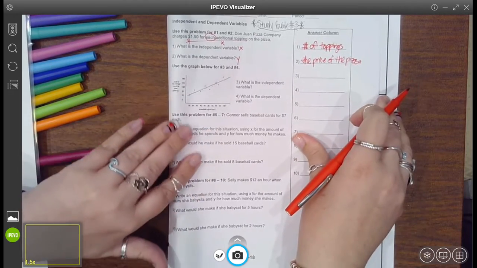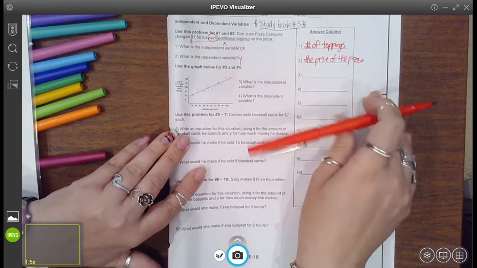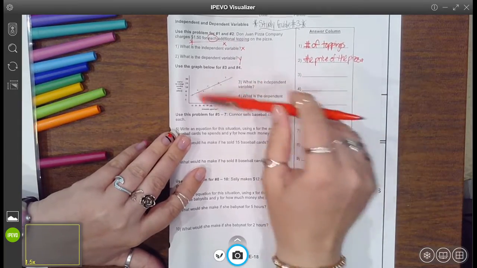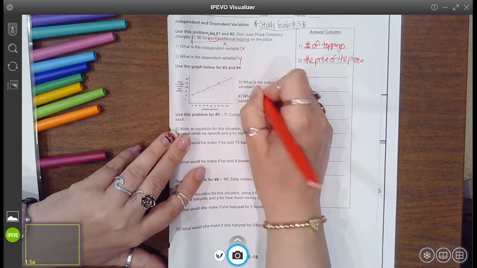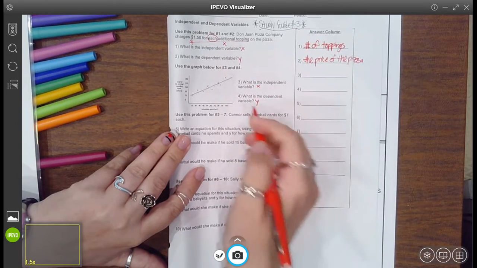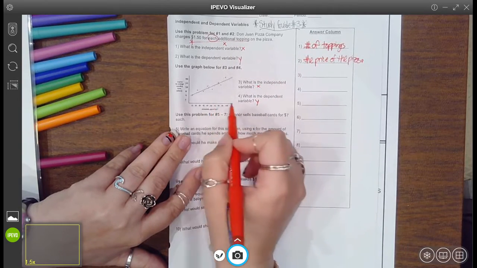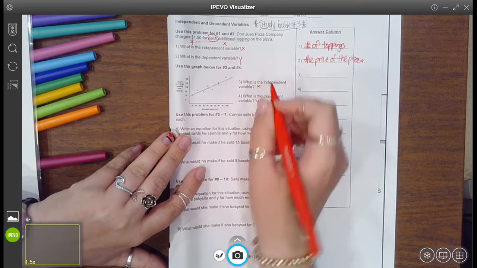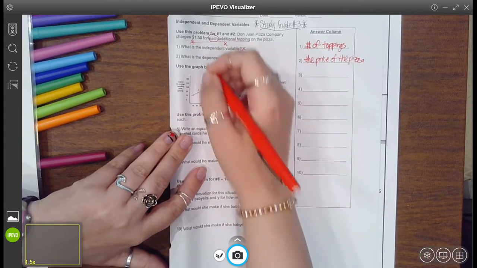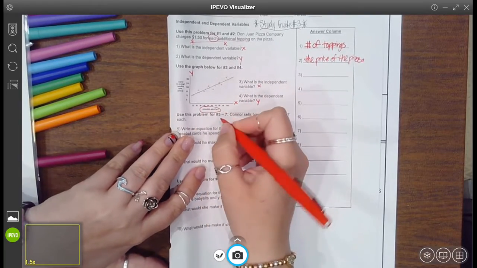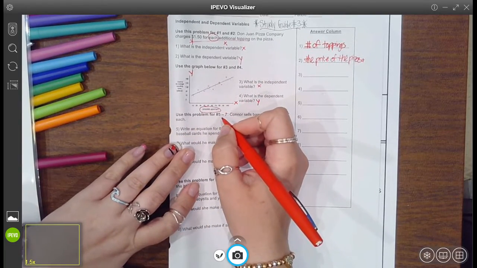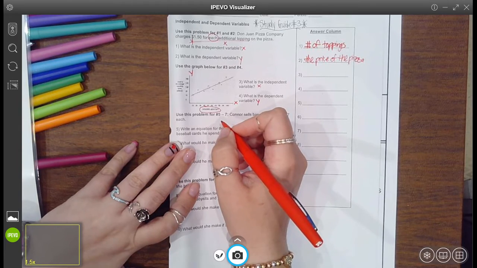We did 1 and 2. We identified our independent and dependent variables from a word problem. What if you were given a graph? Okay, remember we said, again, independent is always x, dependent is always y. So look at your x-axis. Is that the horizontal or vertical? X is always the horizontal and y is always the vertical. So the x-axis is talking about right here. What is that talking about? It's talking about the automobile speed.